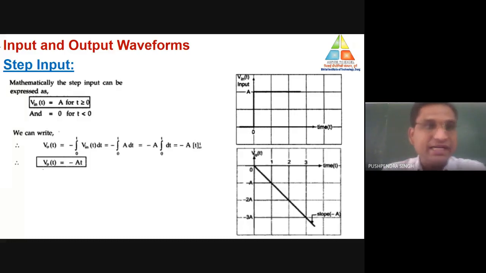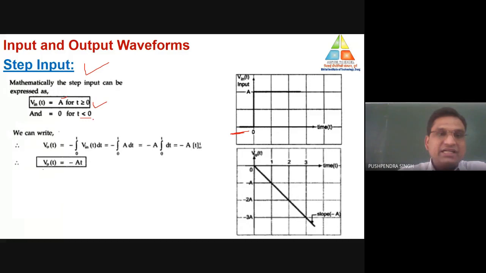So let us assume that the first signal which we are going to analyze here is the step signal. What is the mathematical expression for the step signal? In case of step signal, the value of input signal amplitude is A. When the value of t is greater than or equal to 0, the amplitude of the input signal is A, and when t is less than 0, the amplitude is equal to 0. So this is the mathematical expression of the step signal.